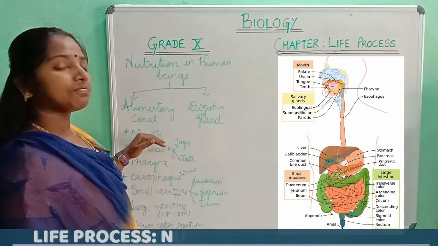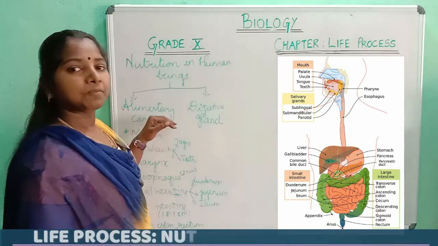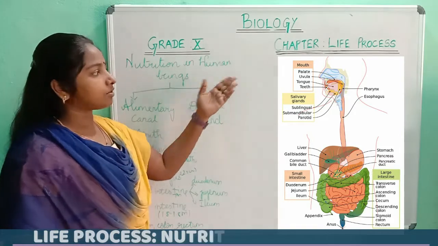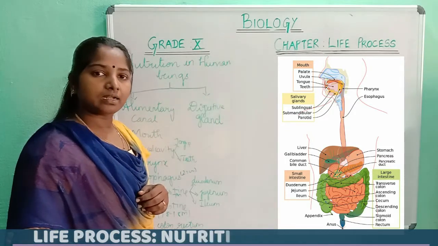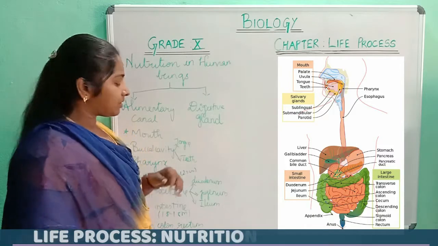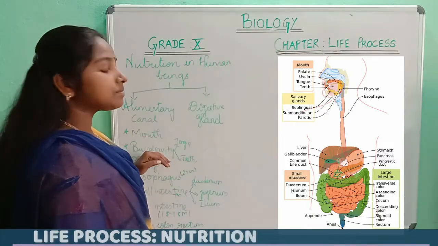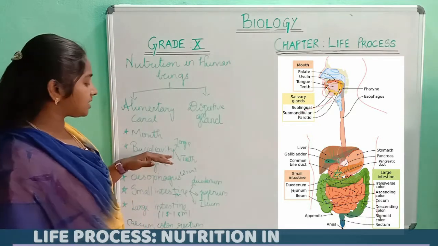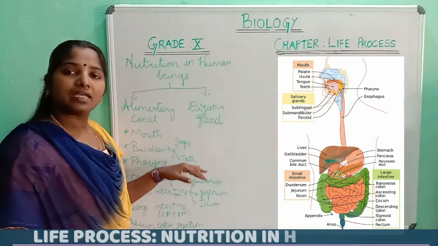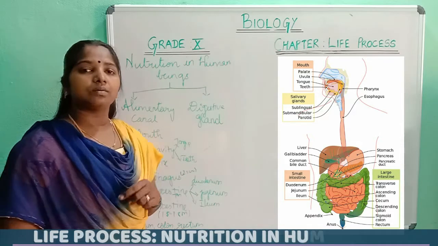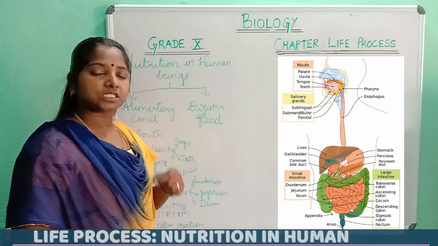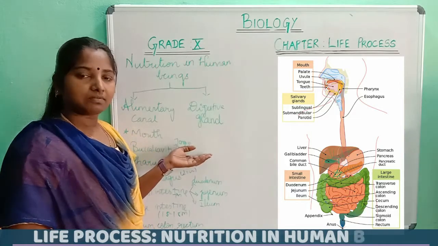So the mouth is the first important part in the alimentary canal. How do we ingest the food? With the help of our mouth. So the mouth is an important organ in the digestive system. After the food enters the mouth, it moves towards the buccal cavity. What is that buccal cavity? The buccal cavity consists of the tongue and teeth. The tongue is a muscular organ present in our mouth. It helps to mix the food particles with the saliva.